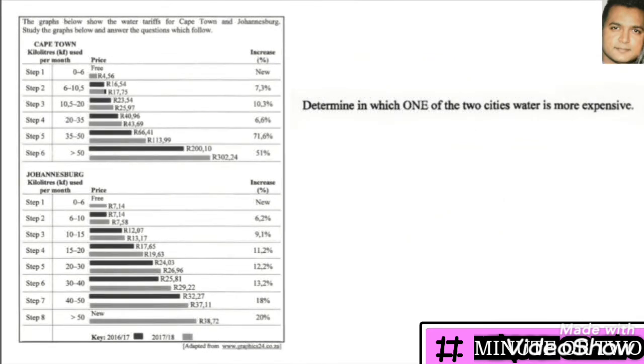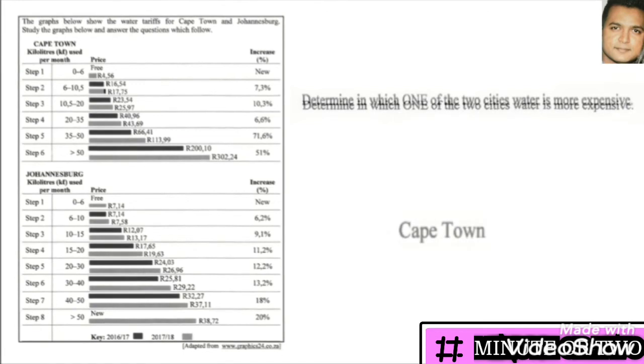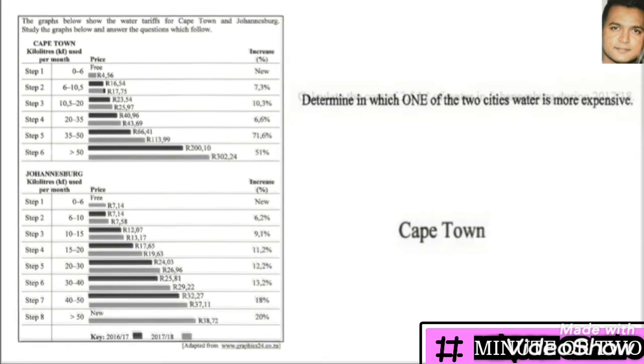Determine in which one of the two cities water is more expensive. Comparing the two cities, we can see that the tariffs for Cape Town are far higher than in Johannesburg. Therefore, we can conclude that the Cape Town tariff is much more expensive.